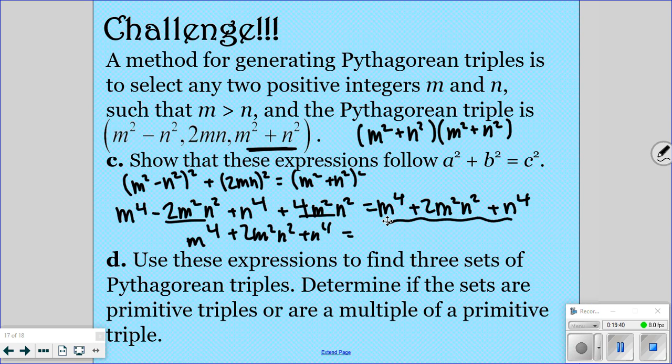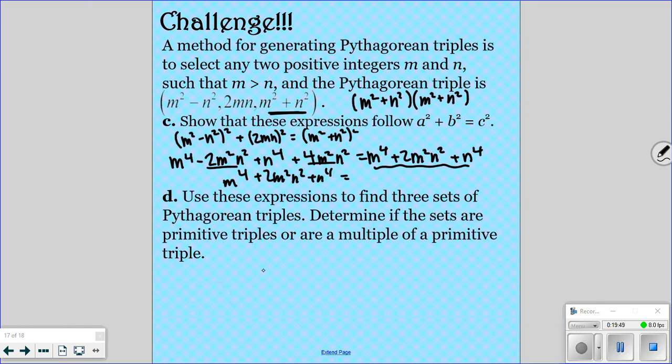And then you want to use the expressions to find 3 sets of Pythagorean triples. Basically, you're just going to plug in numbers for m and n. And it wants to know, are they primitive triples or are they multiples of a primitive triple? So a primitive triple would be 3, 4, and 5. A multiple of a primitive triple would be multiplying these by 2, so 6, 8, and 10. So that would be a multiple, and this would be a primitive. But basically, just pick two numbers for m and n, and you plug them in, and that would give you your Pythagorean triples.